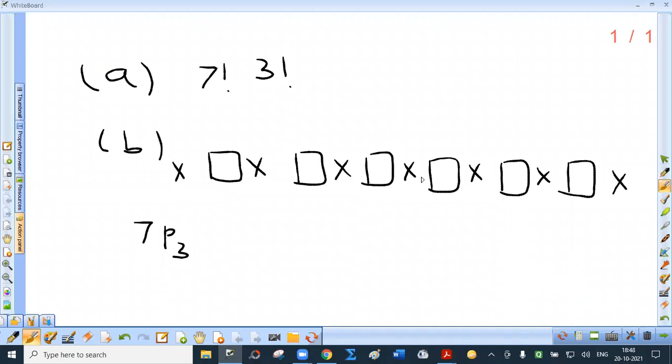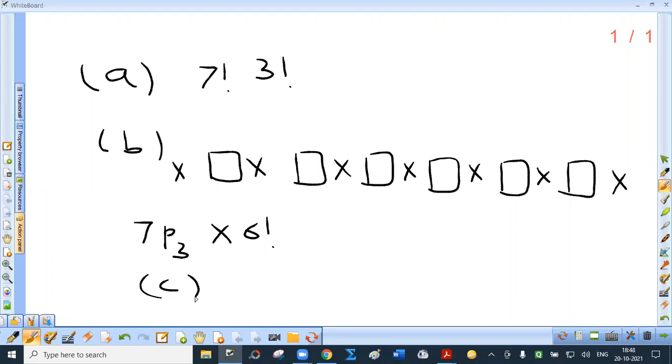Consider any 3 places. You will notice that no 2 vowels are together. So 7 places, 3 vowels. So they can be arranged in 7P3. Now arrangement is not yet complete. We have only arranged vowels. So 6 consonants are to be arranged. They can be arranged in how many ways? 6 factorial ways. Okay. And therefore 7P3 into 6 factorial. I hope you are getting this. This is the second part. Now third part.